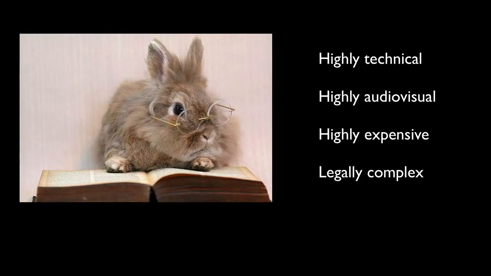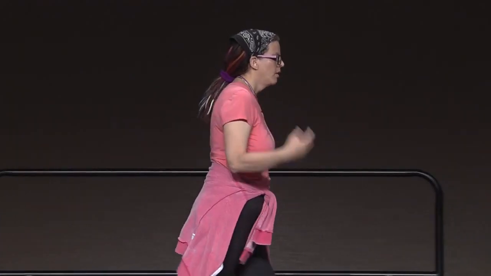So I just threw up here some of the problems that we encounter in game development. It's highly technical. The Unity game engine, to a degree, solves a lot of that. You don't need to write your own renderer. Highly audiovisual, so there's a lot of graphic design and visual design, which can also be quite technical. It's expensive. Historically, it's been quite expensive to do. And it's been legally quite complicated.